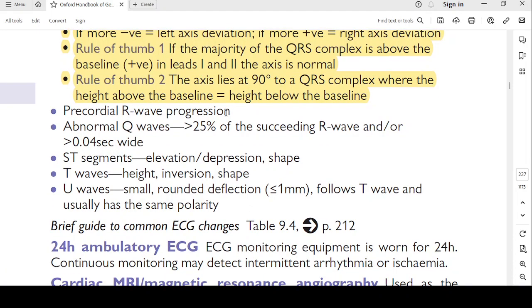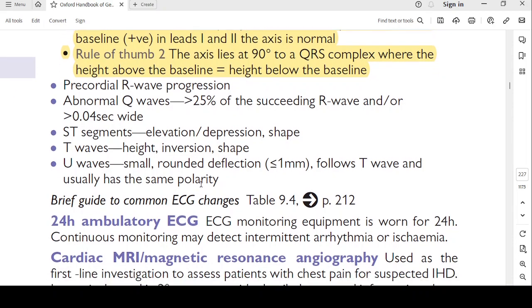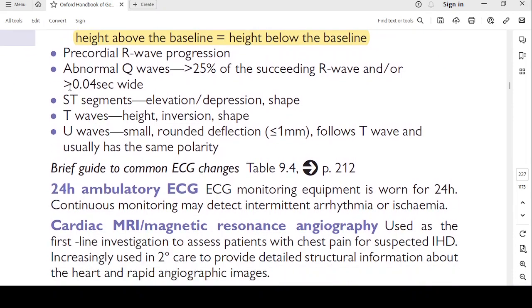Precordial R wave progression. In the precordial leads, that is V1 to V6, there should be an R wave progression. That means the R wave should be small and then slowly increase in height by V6. It should not increase and then decrease, or follow any other pattern. It should be a progressive increase.